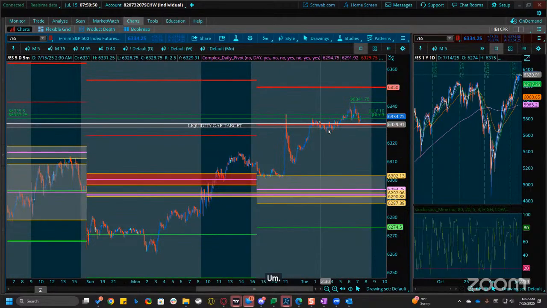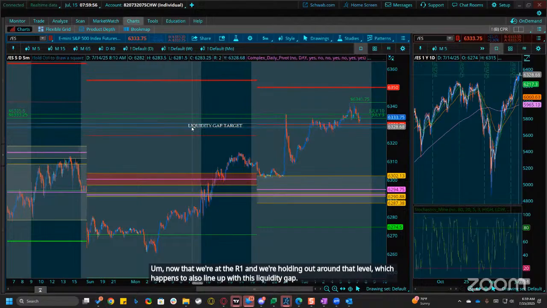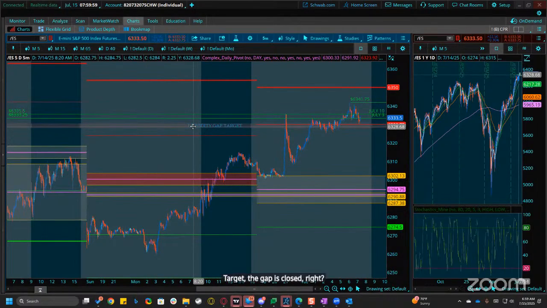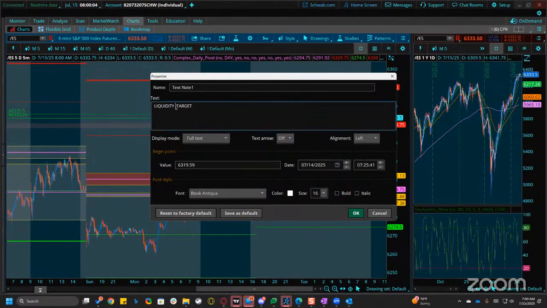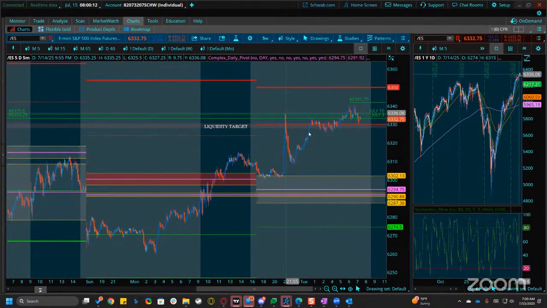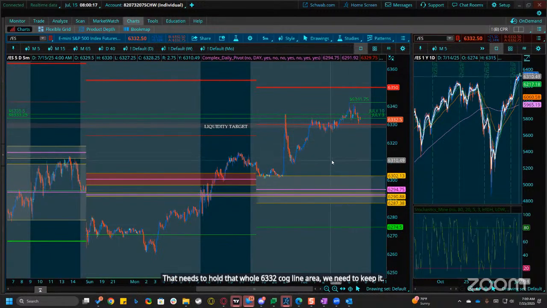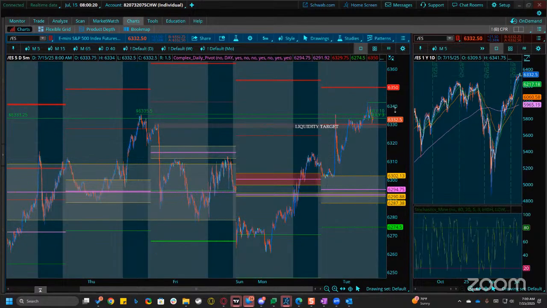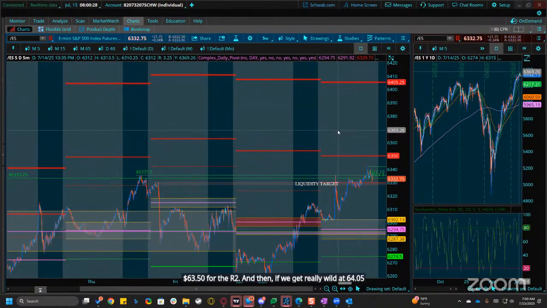Now that we're at the R1 and we're holding out around that level, which happens to also line up with this liquidity gap target, the gap is closed, right? So we don't have to worry about that. That needs to hold. That whole 63.32 cog line area, we need to keep it. 63.50 for the R2. And then if we get really wild, 64.05 is the R3.